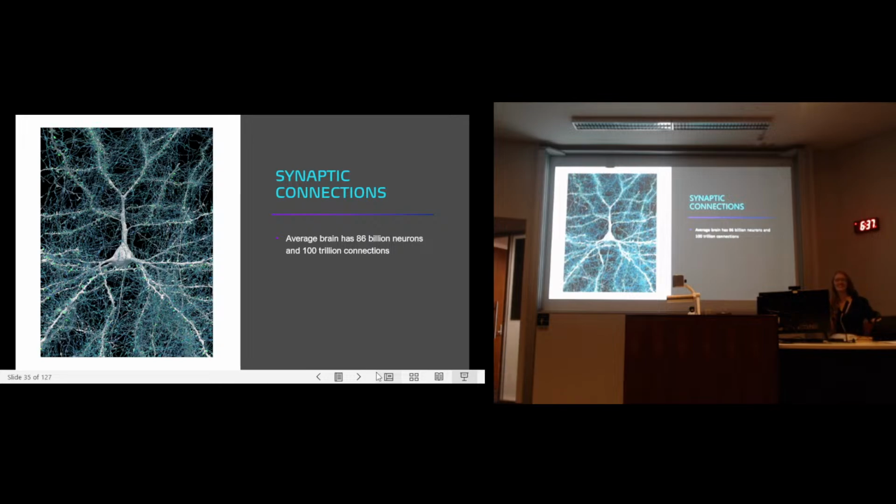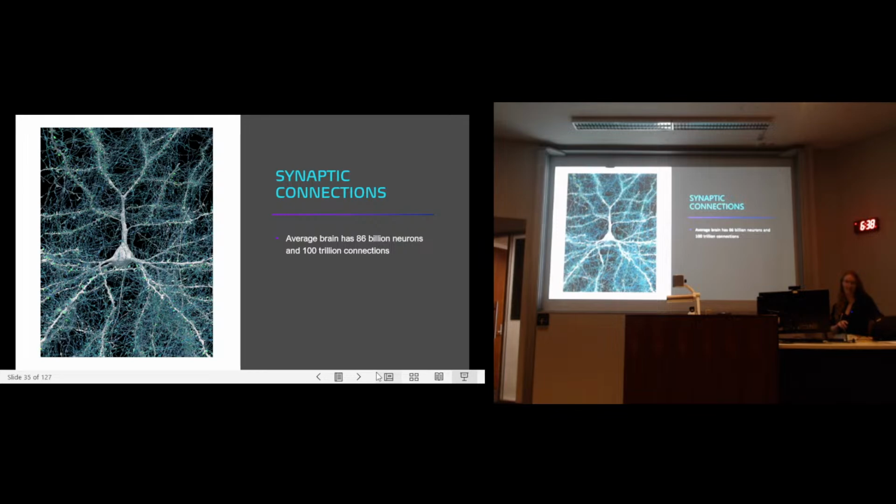And the interesting thing to know, though, is that this is an average, right? So when we look at neurons, they all have different numbers of connections. Certain types of neurons will have maybe 2 or 3 connections. Other ones can have, I think it's 200,000. That's wild. But the average they take is about 7,000 connections per neuron.